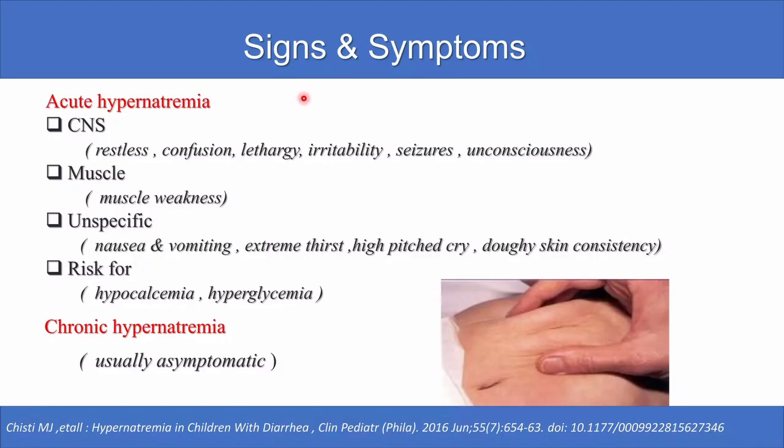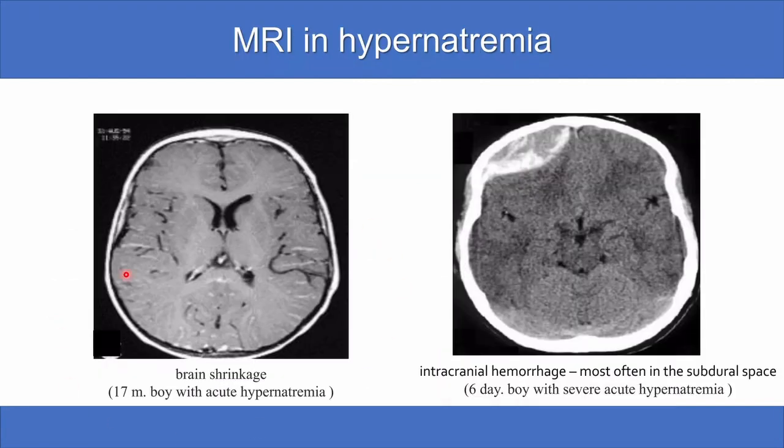I have told you, in acute hypernatremia, the patient can get CNS symptoms. He becomes restless, confused, lethargic, irritable. There might be convulsions. He might be unconscious. Muscle weakness might be there because sodium is required for muscular function. The patient might have nausea, vomiting. You can see an MRI in hypernatremia. There is a shrinkage of the brain, because of which there is intracranial hemorrhage.